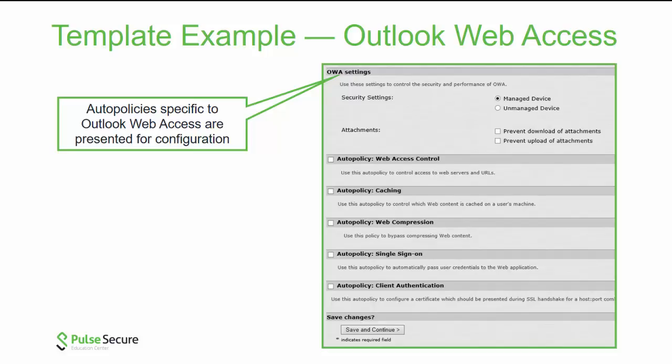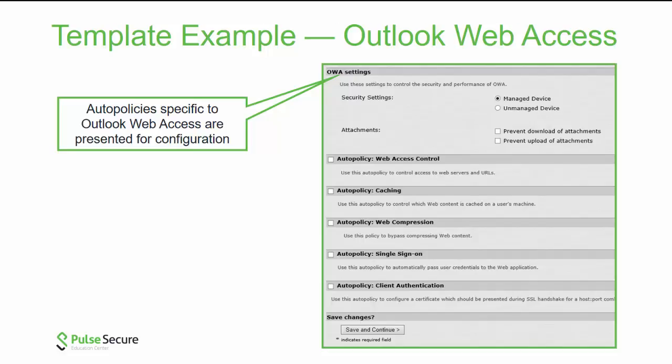If you configure Outlook web access without using a profile template, you must configure each resource policy separately. You might not even know which policies you need to configure. Using a profile template, you can more easily understand what is required to properly configure access to your application.